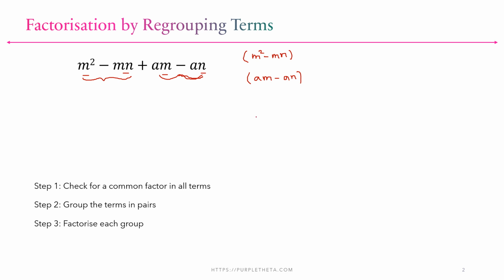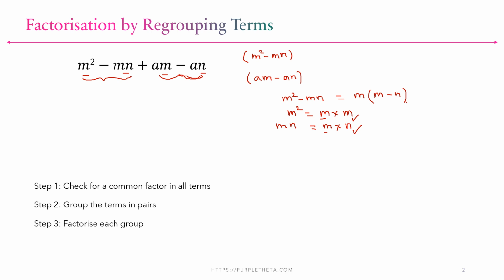Let us take our first group, that is m square minus mn. Here m square can be written as m multiplied by m, and mn can be written as m multiplied by n. So the common factor is m, that is m is present in both the terms. After taking m out, we have only m left in the first term and n left in the second term. So we have m in common, then in the bracket m minus n.